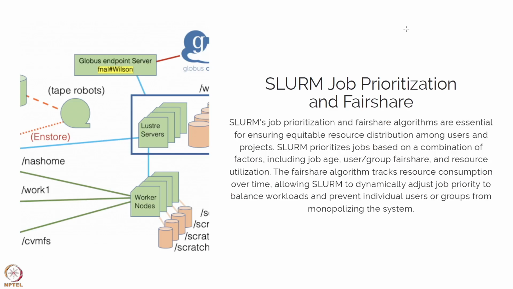SLURM's job prioritization and fair share algorithms are essential for ensuring equitable resource distribution among users and projects. SLURM prioritizes jobs based on a combination of factors such as job age, user, group fair share, and resource utilization. The fair share algorithm tracks resource consumption over time, allowing SLURM to dynamically adjust job priority to balance workloads and prevent individual users or groups from monopolizing the system.